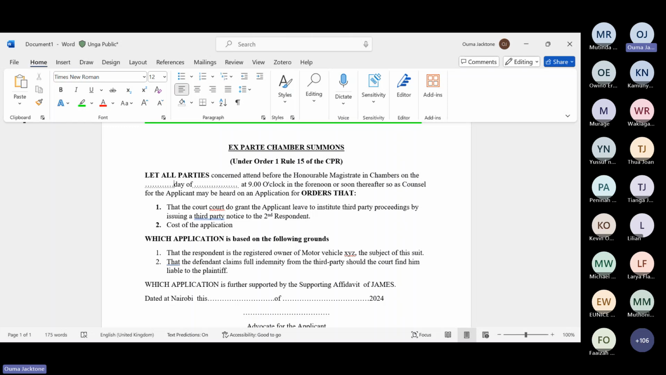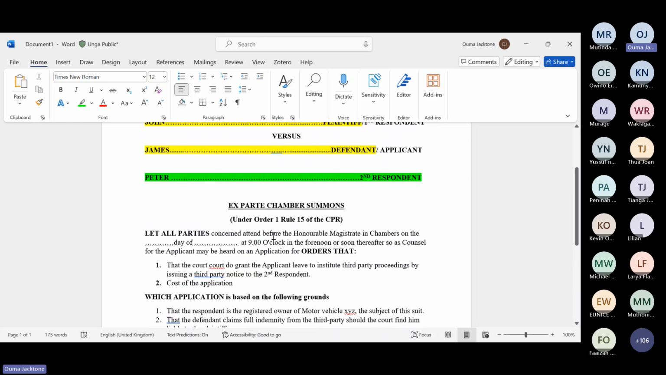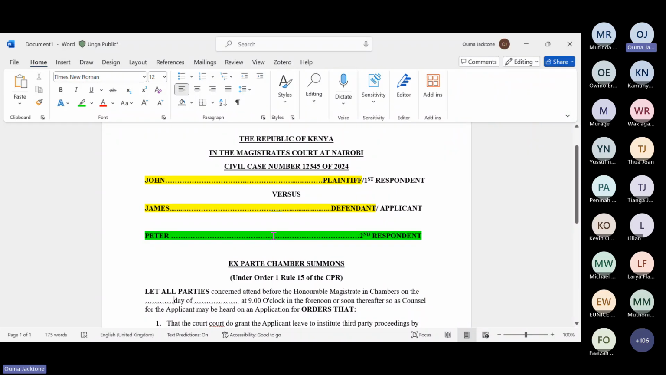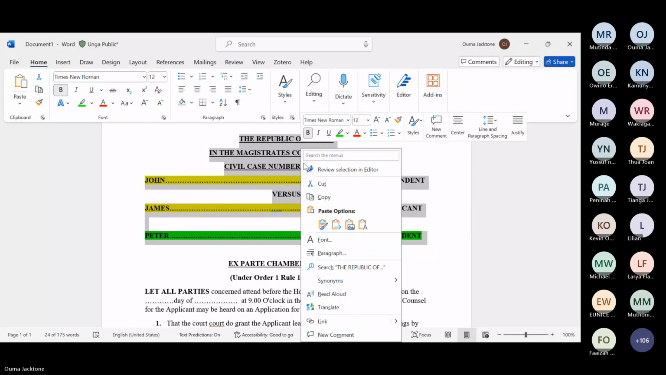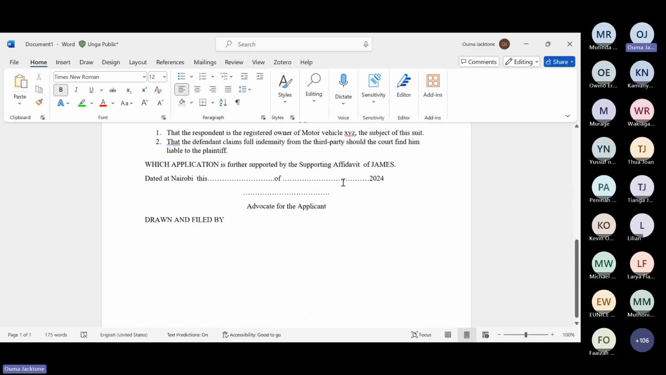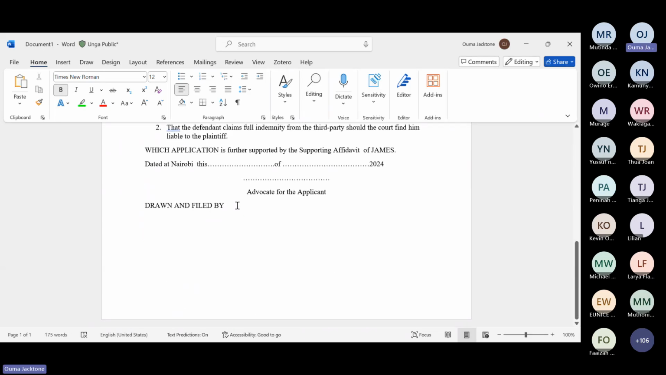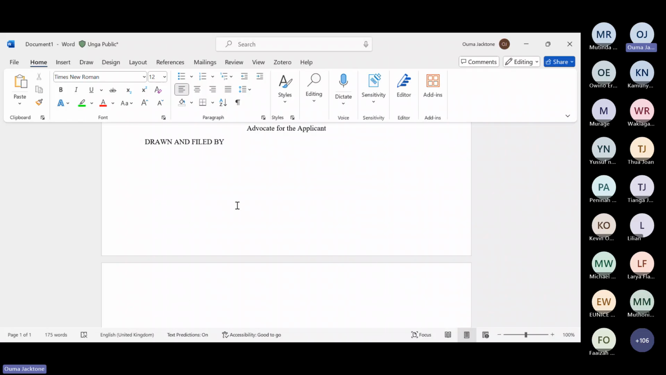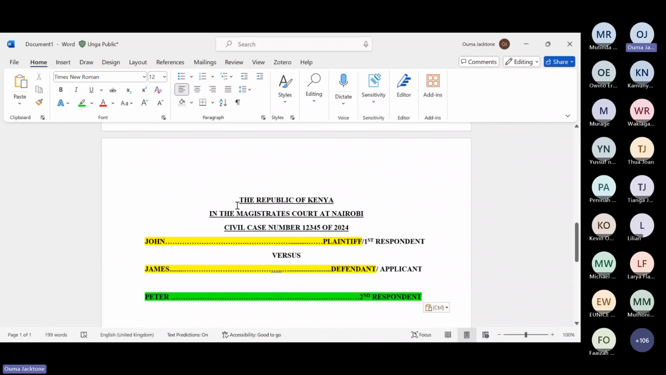Okay, so this is the application. Once the court agrees with the application, then remember, you will need to prepare the third-party notice, which I want you to prepare. So assuming that this is our third-party notice, in our third-party notice we are going to have a change here.